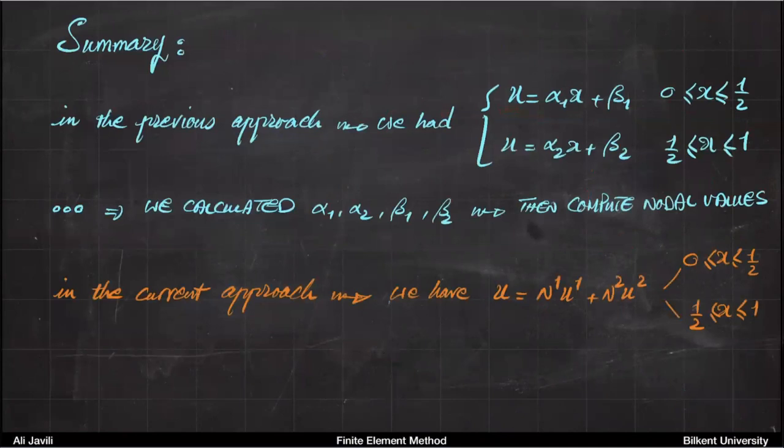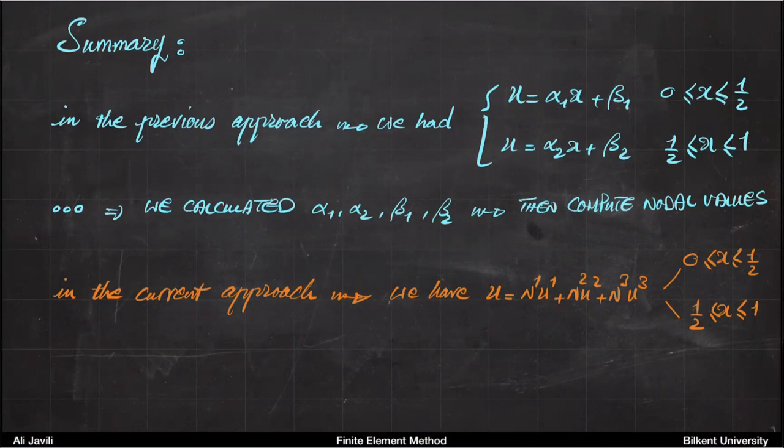Let me add the third one to make it more clear: N1 u1 plus N2 u2 plus maybe N3 u3. But then again, remember, in the first piece N3 is 0. So in the first piece, only this part counts. In the second piece, only this part counts. So it's always a two-term sum for each piece.